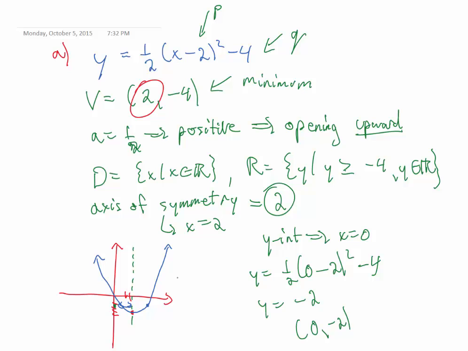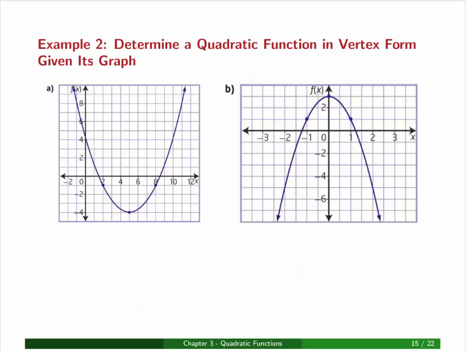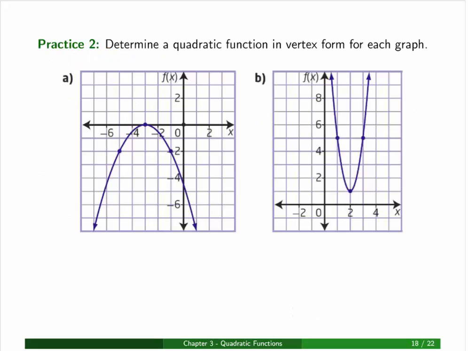I'll leave B to you. B is exactly like this question, except it opens downward. Now example 2 here is if you're given the graph. So you can see the work I did for this. Here's the practice problems. If you're given the graph, go to vertex form.